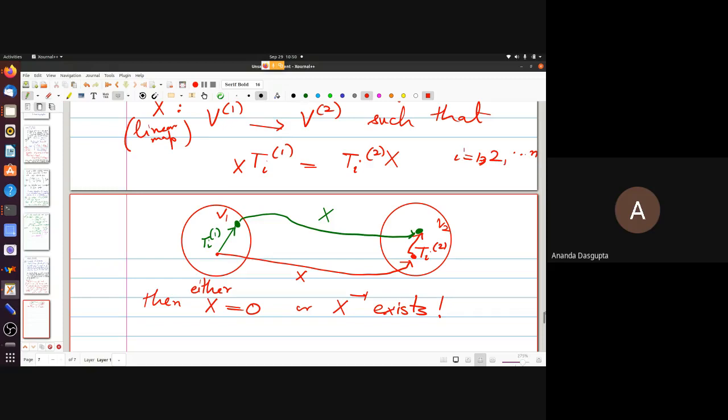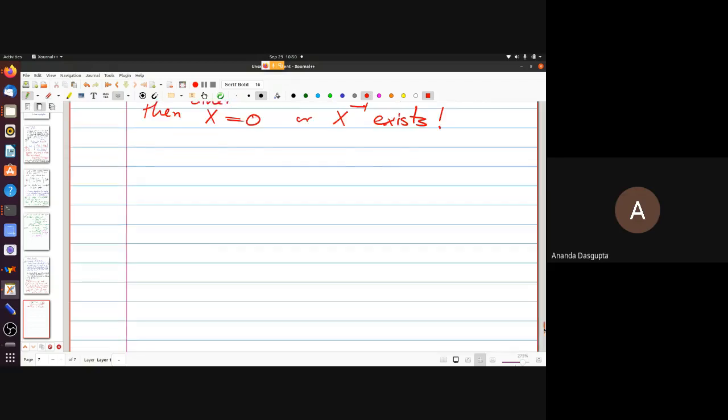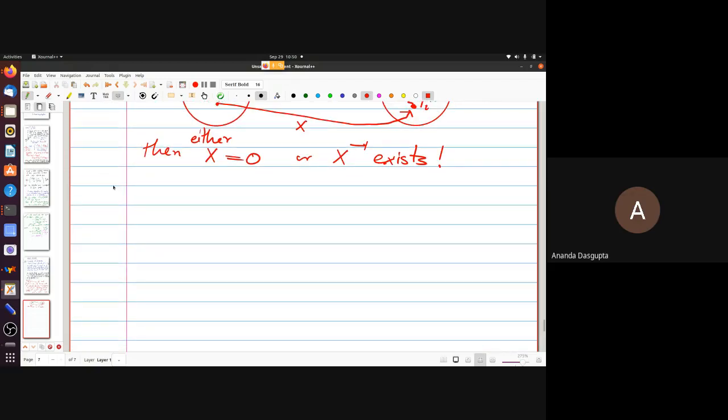So then either X equal to 0 or X inverse exists. So let's prove this. The proof, this is where the linear algebra version comes in very handy. For the proof, you just need two subspaces of V1 and V2 respectively.